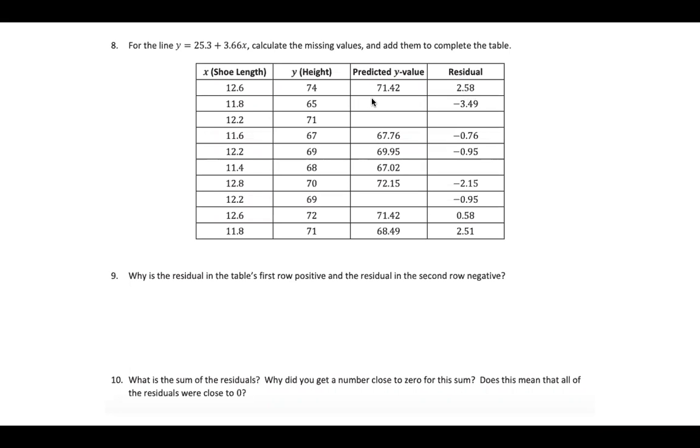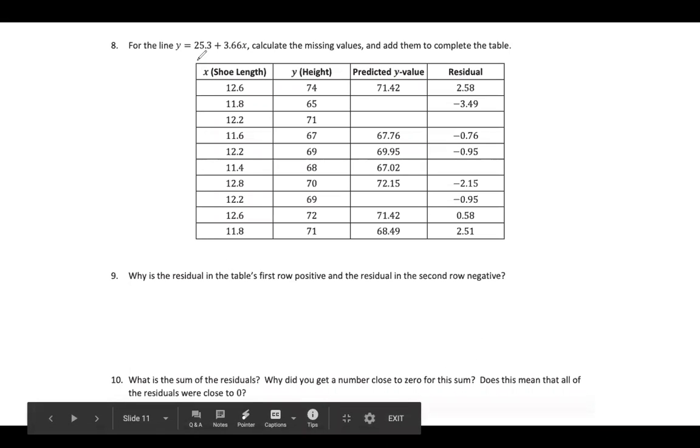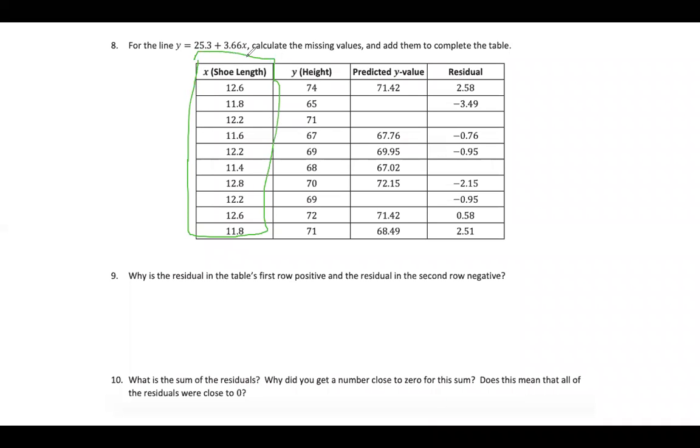So go ahead and fill in the blanks. Again, you are going to plug the x value into the equation. Here are our x values, and your job is to plug them into the equation for x. So you'll have 3.66 times whatever value here is, and that is how we get our predicted y value. That's what you'll do for the next two, and then down at 12.2. And then to get your residual, again, you're going to take the height and subtract the predicted value. I will give you some time to do that, and then we will keep going.